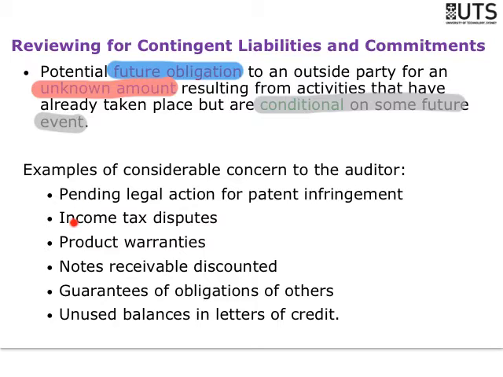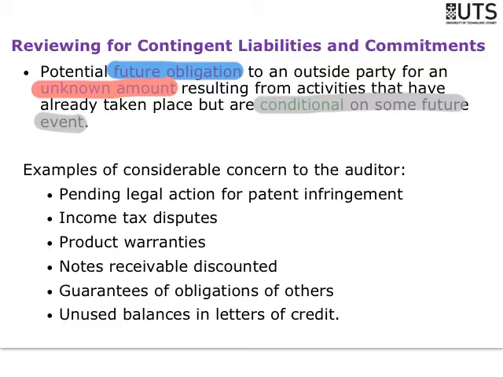There might be income tax disputes. So there might be disagreement between how much has been paid in income tax by the company and how much the ATO or the tax office was expecting in terms of payment. There might be warranties that are expected to be processed or registered by individual customers, and so on and so forth.